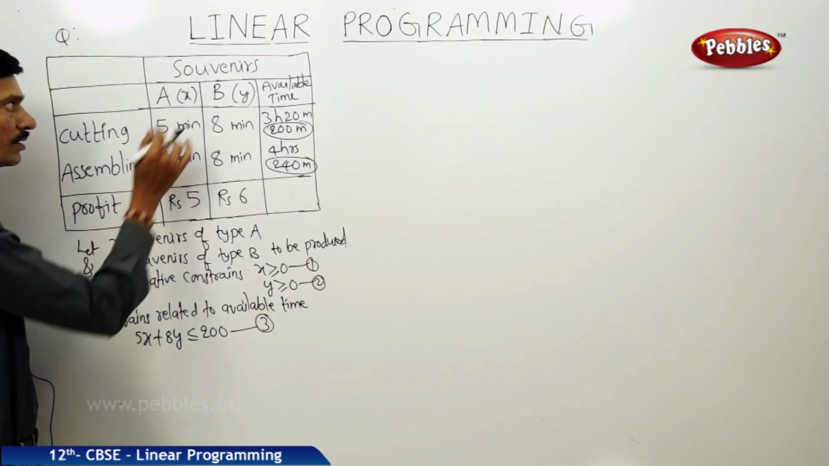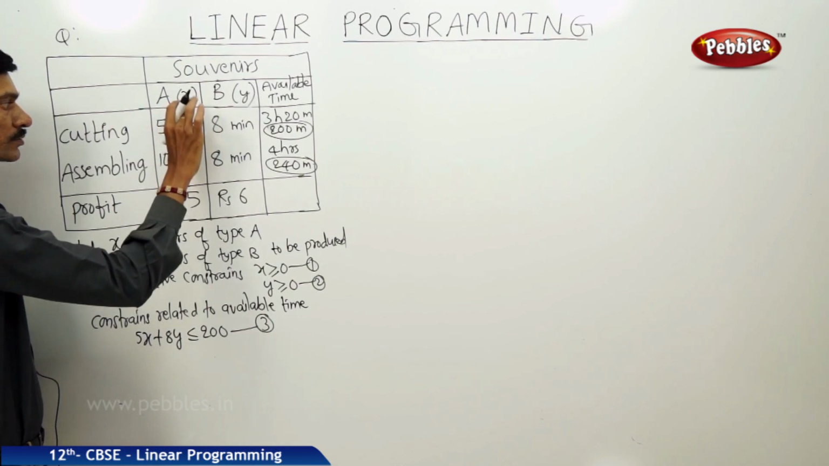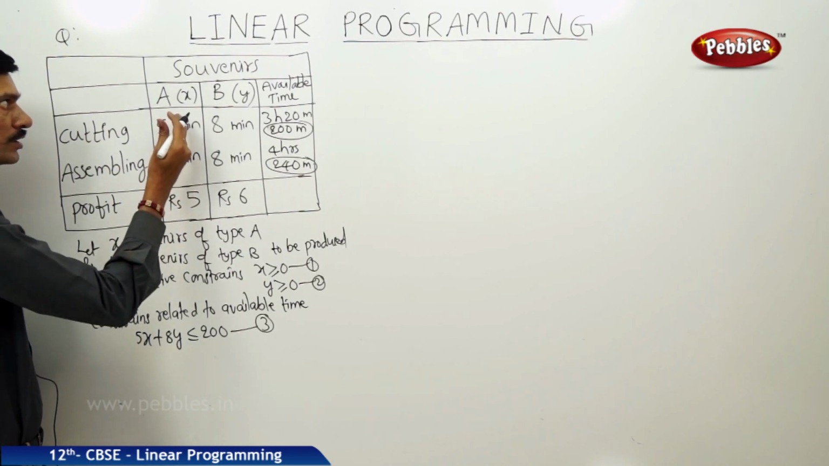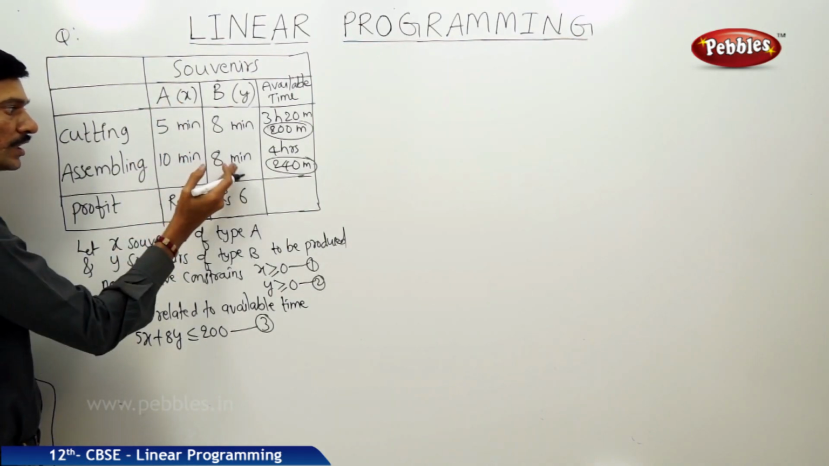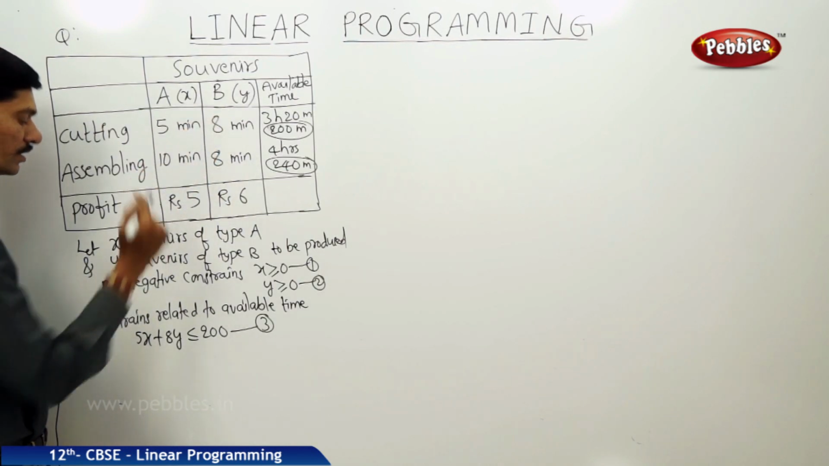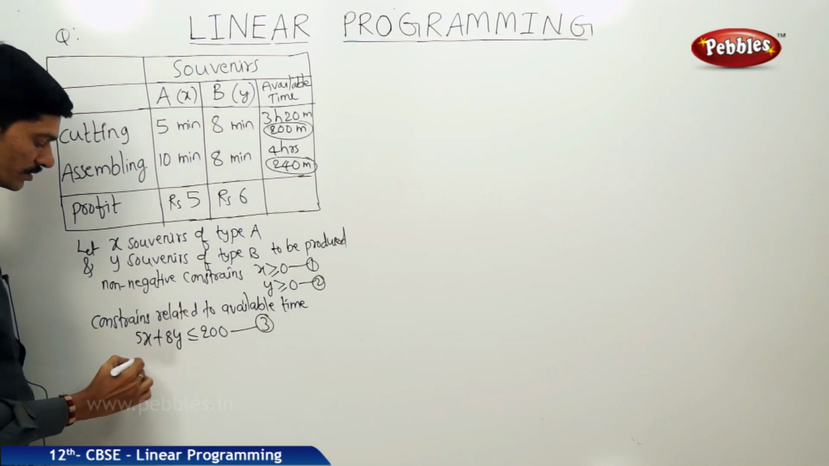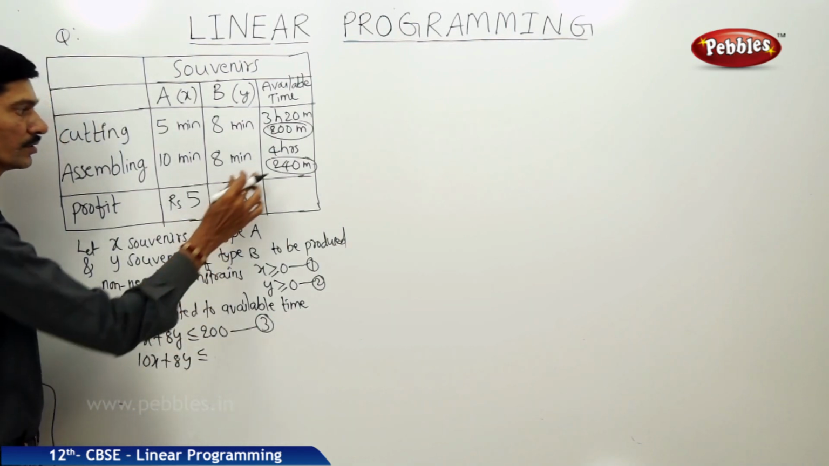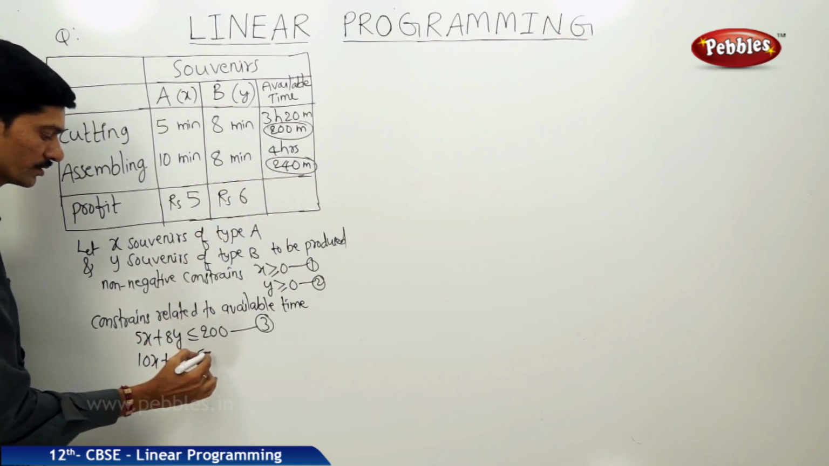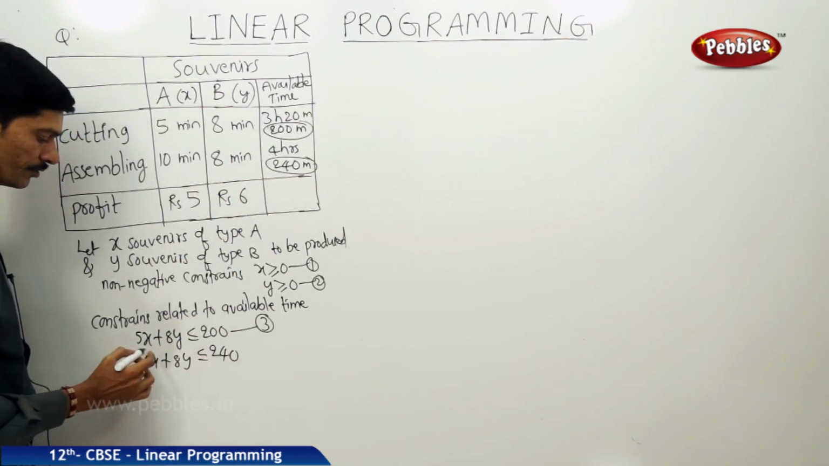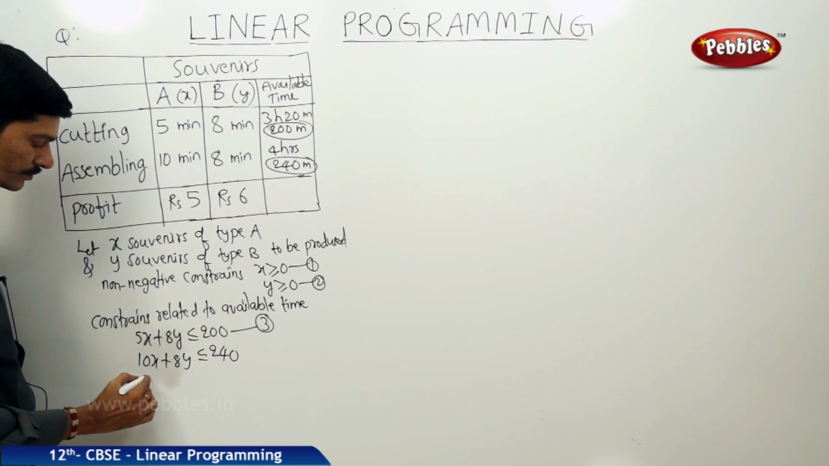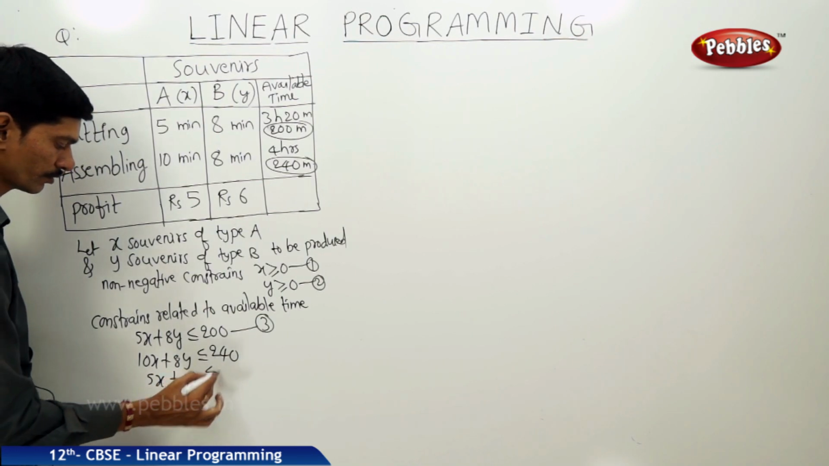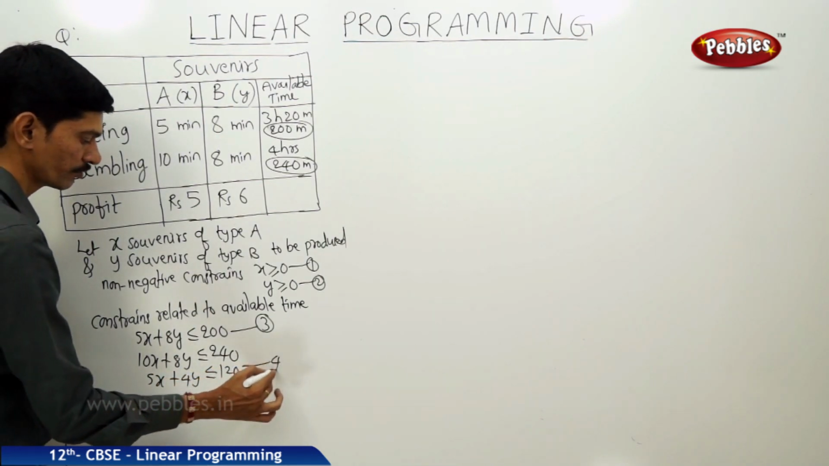And for assembling, 10 minutes are required for 1 unit of souvenir A and 8 minutes required for 1 unit of souvenir B. So then 10x plus 8y less than or equal to 240, the total available time is 240 minutes. And if you reduce this, then we get 5x plus 4y less than or equal to 120. So this is inequality 4.